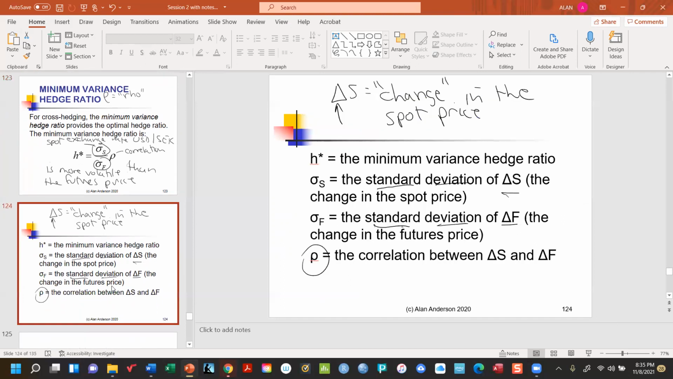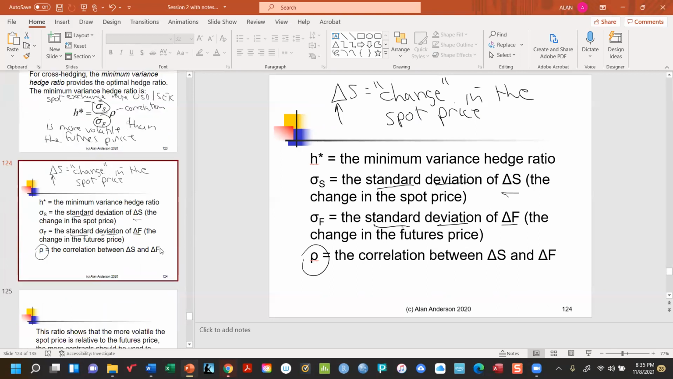Now, again, H star is, of course, the minimum variance ratio. Sigma S is the standard deviation of changes in the spot exchange rate or spot price. Sigma F is the standard deviation of the changes in the futures price. And then finally, this Greek letter rho is the correlation between the two changes in the spot and futures prices.